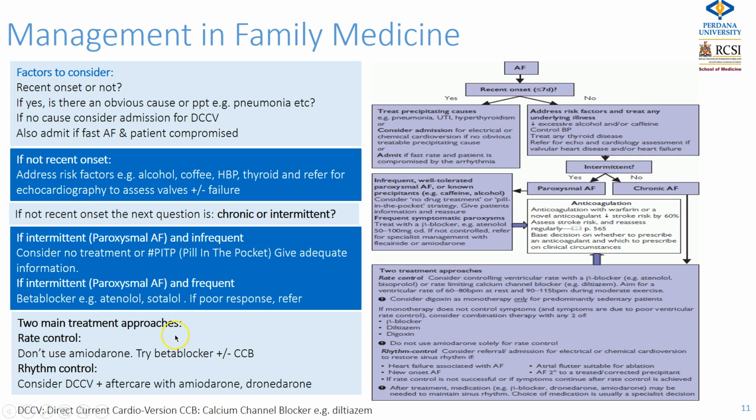There are two main overall approaches, either rate control or rhythm control. For rate control, you should use, in preference to amiodarone, a beta blocker: atenolol, bisoprolol, sotalol, and you may need to use a calcium channel blocker in association with that if the beta blocker as sole therapy does not control the AF. For rhythm control, if it's appropriate, you should consider cardioversion and then aftercare to maintain the conversion back to sinus rhythm with amiodarone or dronedarone.